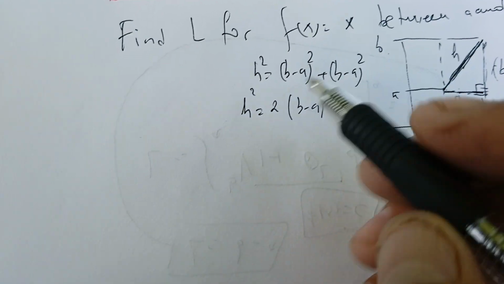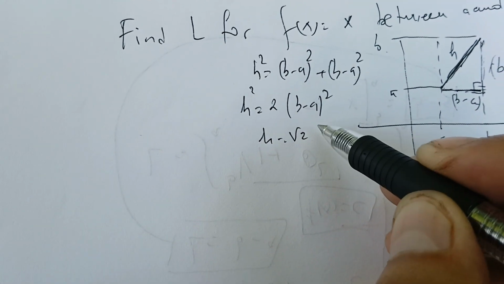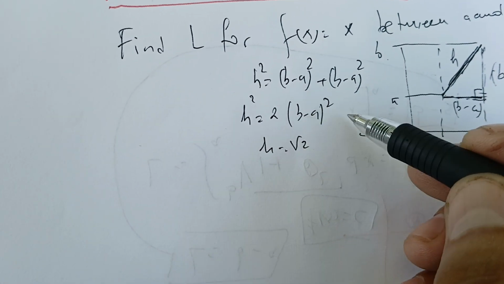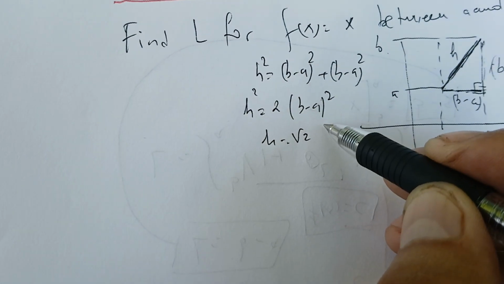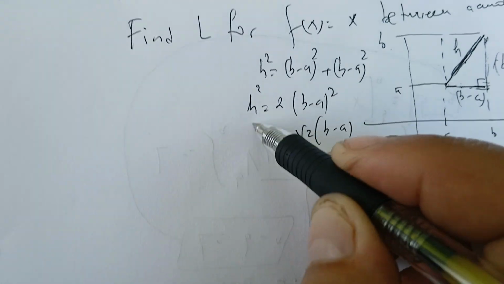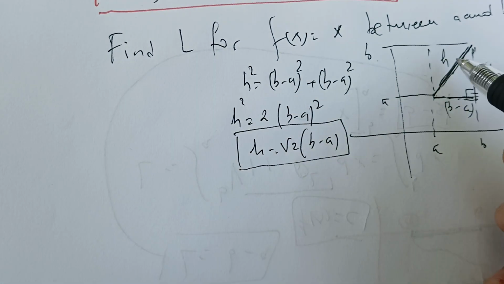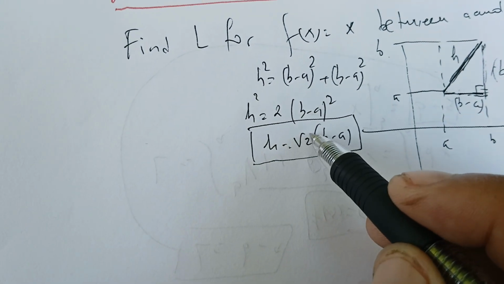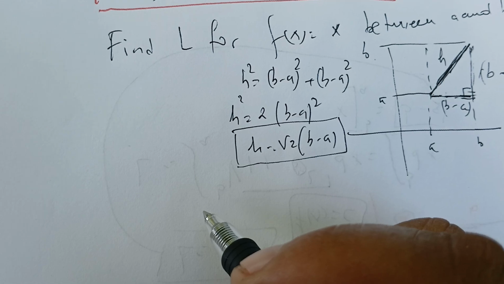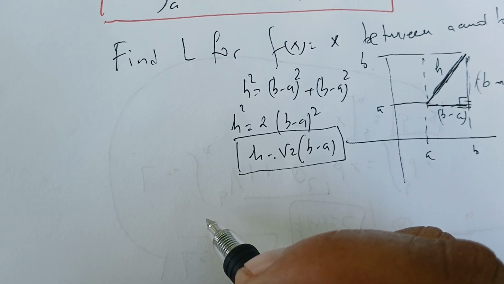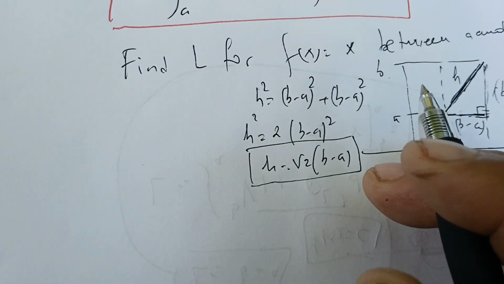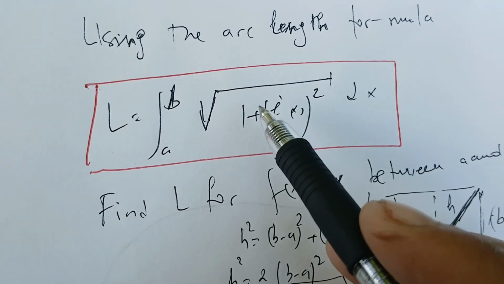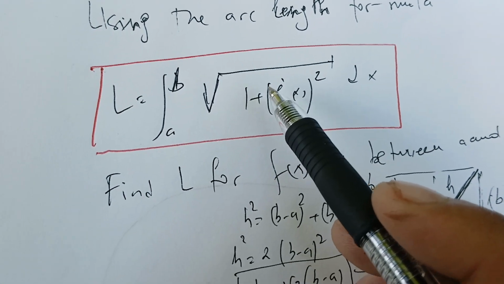If I take the square root, I get h is the square root of 2 times the absolute value of b minus a, but since b is bigger than a, I get the square root of 2 times (b minus a). Therefore, the length of this segment between a and b is just the square root of 2 times (b minus a). This is using geometry or algebra. But now let's see what we can get when we use calculus.